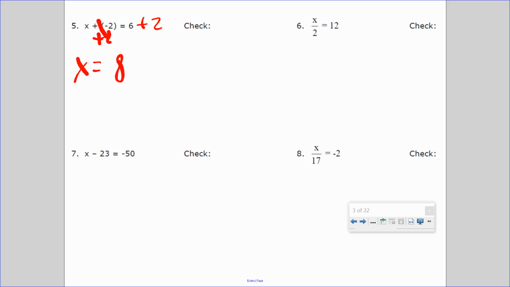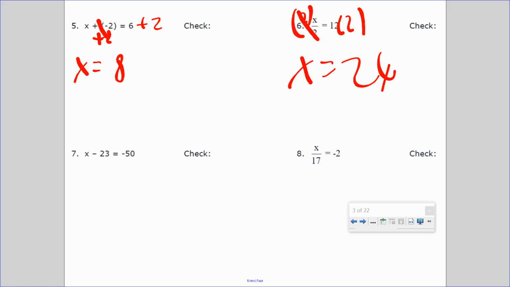Next one, number 6. I need to isolate x. What do you need to get rid of? Divide by 2. What's the inverse of divide 2? Times 2. Don't forget to balance it. This cancels. X equals 24.